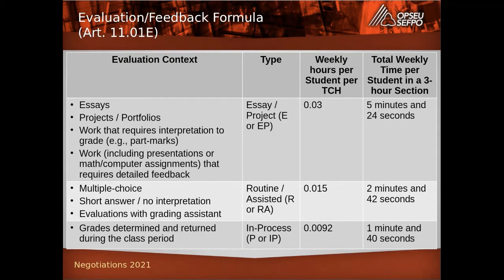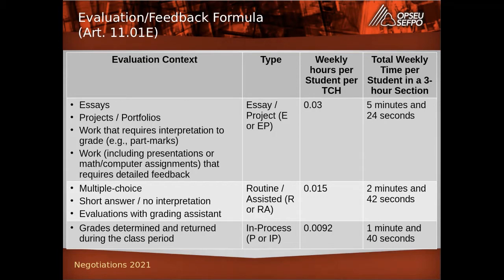And because that is grading that does not require much thought on the part of the grader, it receives half as much time for evaluation feedback, which is to say 0.015 hours per student per teaching contact hour each week. Or if you had a class that was just 100% multiple choice or routine and assisted grading throughout the entire semester, you would receive up to 2 minutes and 42 seconds per week per student to do all the grading for that week.